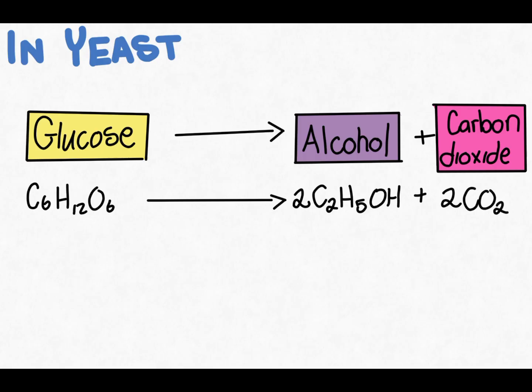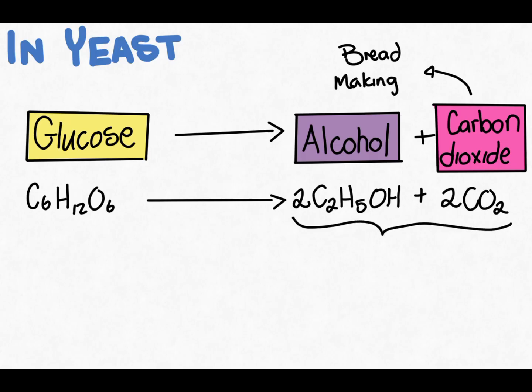Now we take advantage of the products of anaerobic respiration in yeast by using it firstly in bread making. So here the carbon dioxide that's being produced causes the dough in bread to rise. Then we can also use the alcohol as well as the carbon dioxide in brewing. So the ethanol that's being produced gives the beer its alcoholic nature, and the carbon dioxide that's being produced gives beer its fizz.